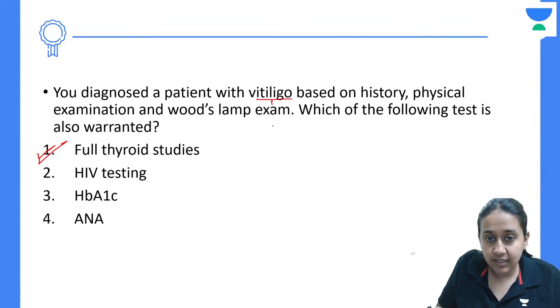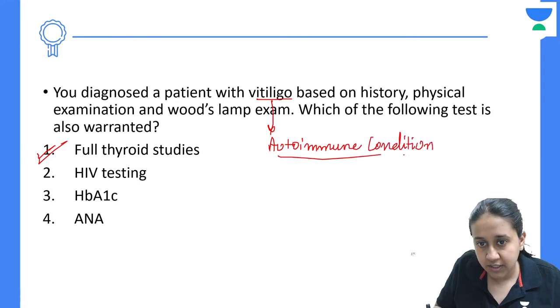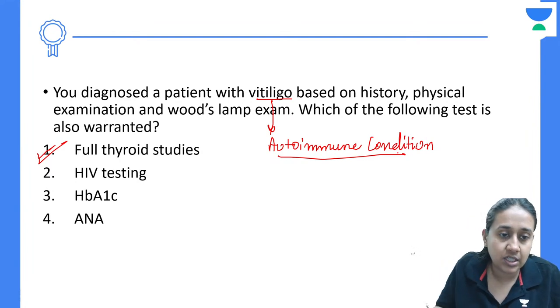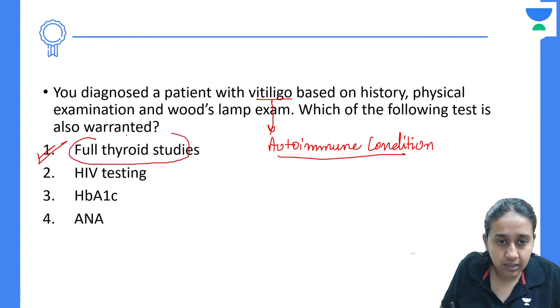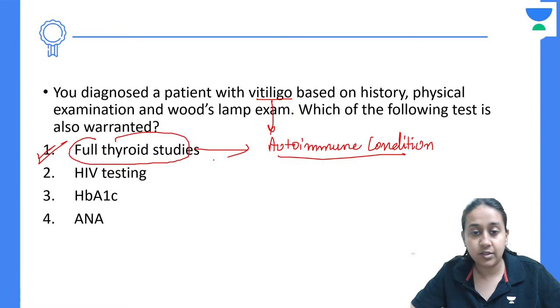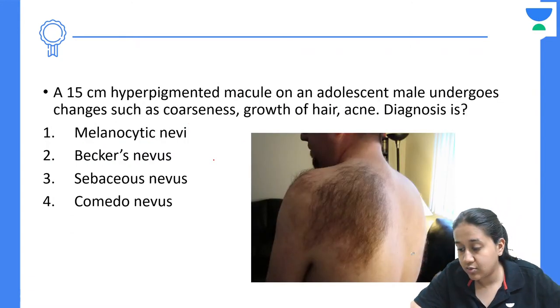Now vitiligo is an autoimmune condition. So other autoimmune conditions like thyroid disease, diabetes, pernicious anemia, myasthenia gravis, they all are present in association with vitiligo. But the one which has the most common association is thyroid disease. So thyroid disease has the most common association with patients of vitiligo. Moving to the next question.